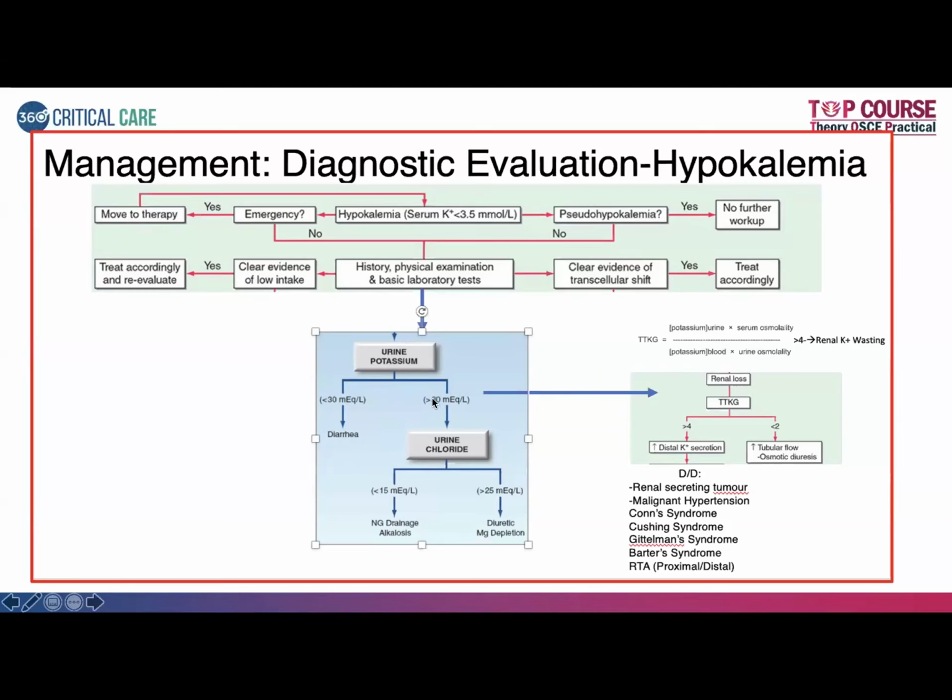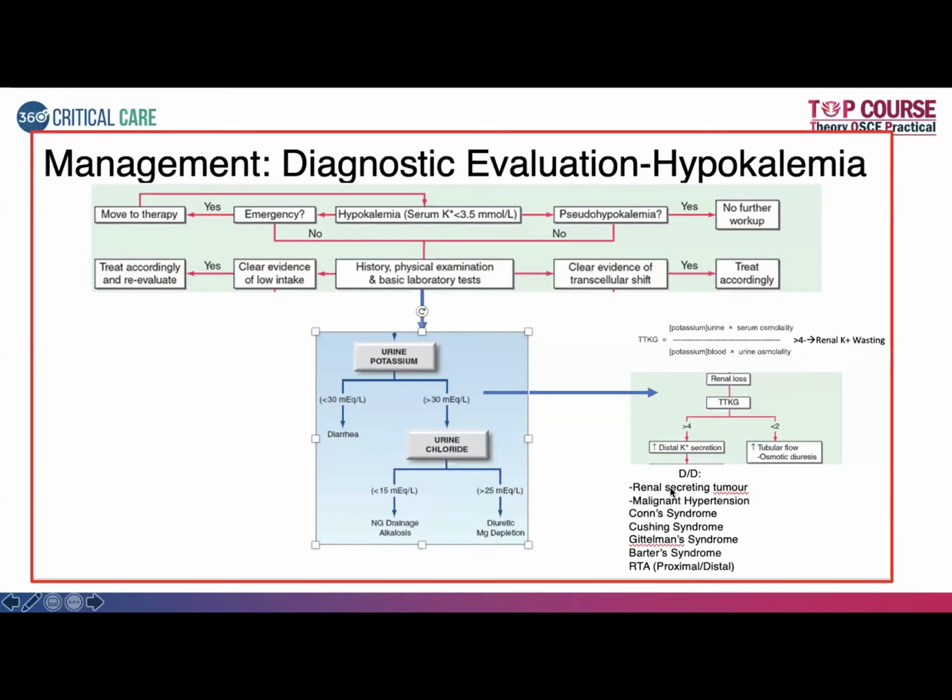If urine potassium is more than 30, then you look at your TTKG. So this is urine potassium multiplied by serum osmolality, divided by serum potassium into urine osmolality. If this TTKG is more than 4, that means renal wasting is happening. Okay, if renal wasting, there is increased distal potassium secretion. So this could be due to various etiologies.